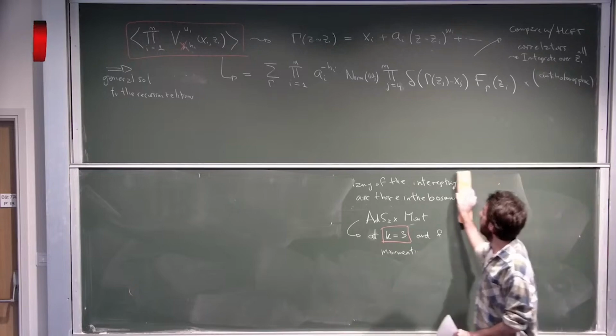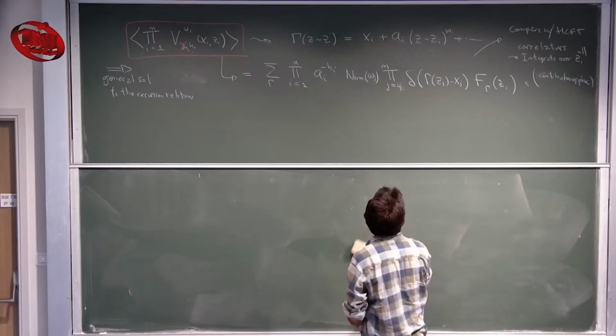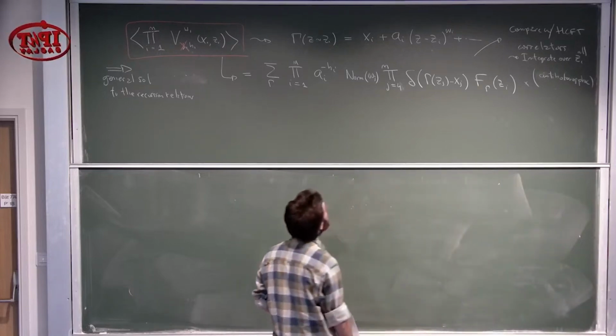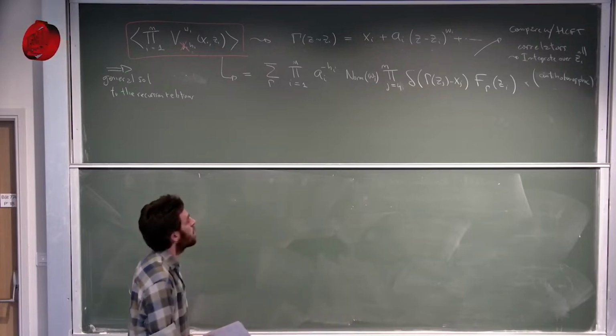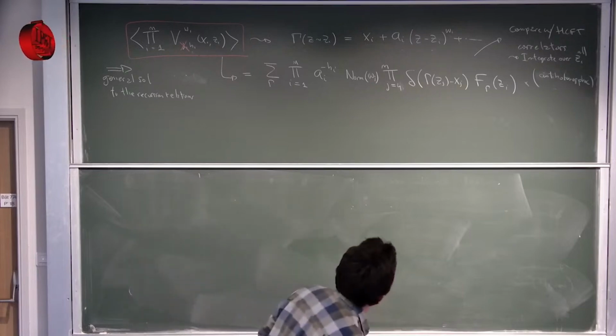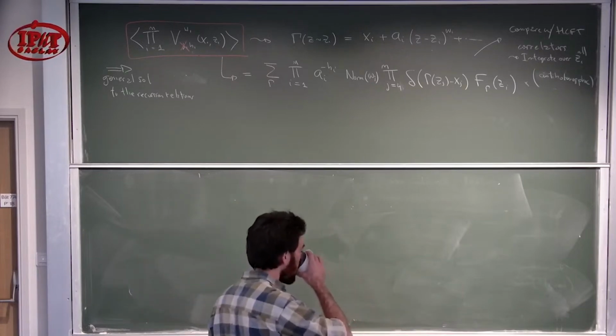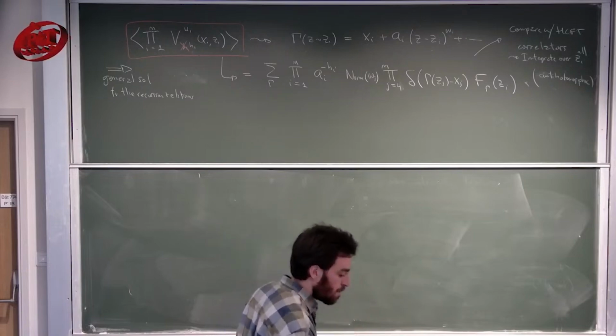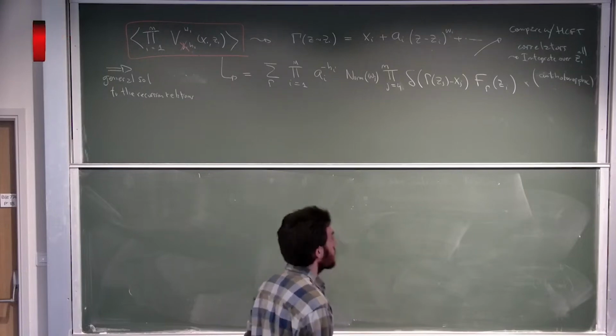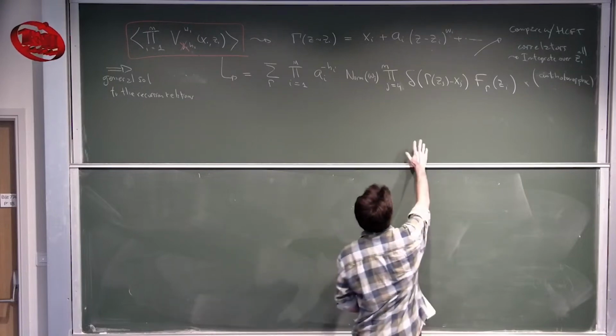Sorry, but your deltas look like they are evaluated at delta of 0, because gamma of z_j is equal to x_j, and the correcting terms are z_j minus z_j. Yeah, at the end of the day, it's delta of 0.